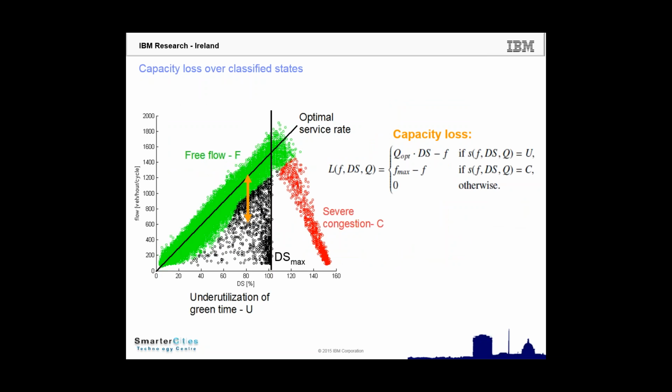As I anticipated before, we also define a capacity loss. So in case an underutilized state is observed, we define a capacity loss that is the amount of flow that should have been served by the traffic light if the traffic light was in normal condition, so in undersaturated condition, but that has not been served. So let's say the capacity loss is kind of a missed service rate. Okay, so the capacity loss is very important because it gives you an idea of how many vehicles are not served by the traffic light. So how many vehicles will remain in the queue of the traffic light not being served.